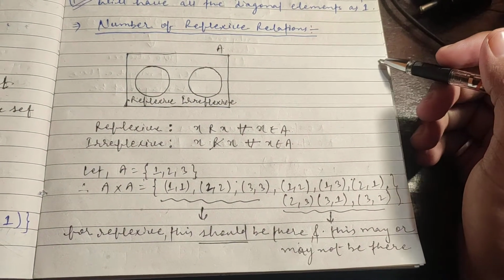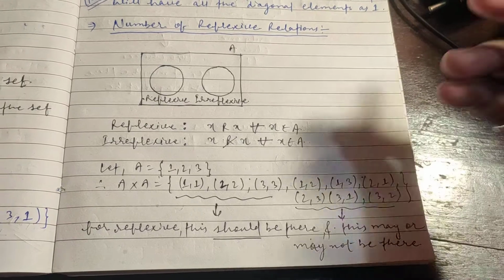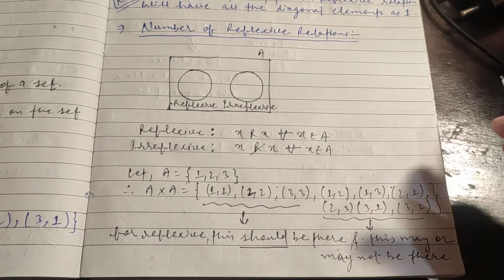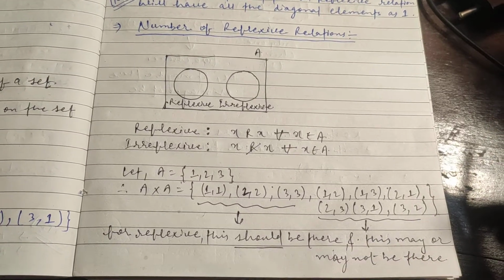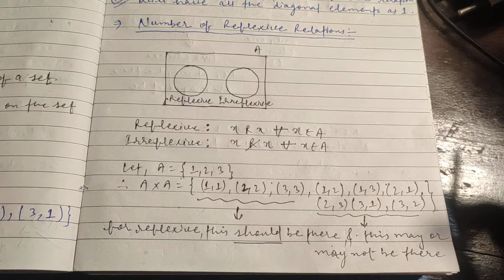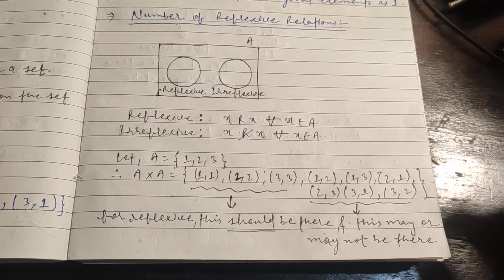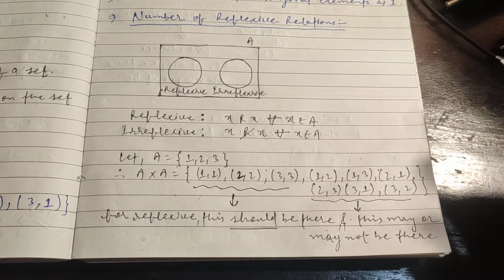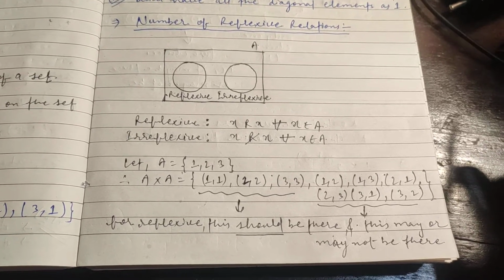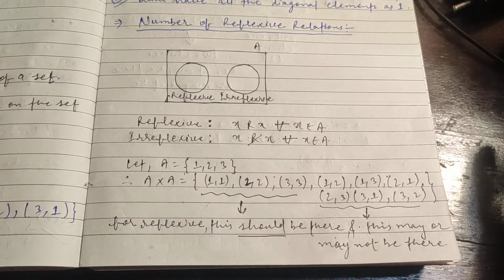So I was watching an NPTEL video on the number of reflexive relations, and what I encountered was, I think it is not clearly explained how we are finding out the number of reflexive relations. It has been given as 2 to the power n squared minus n, but it's not clearly proved how it came. So I'm going to try and explain in some detail how this came.